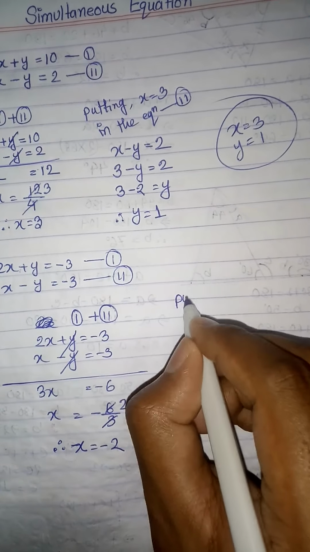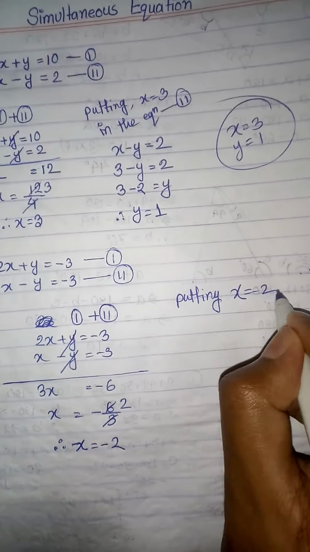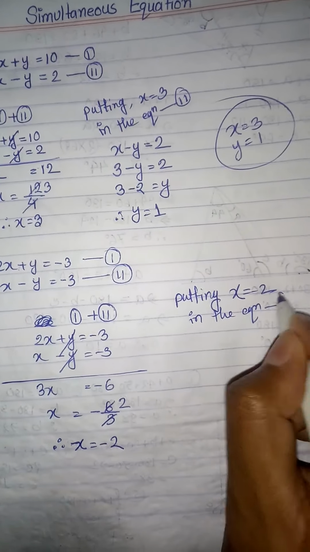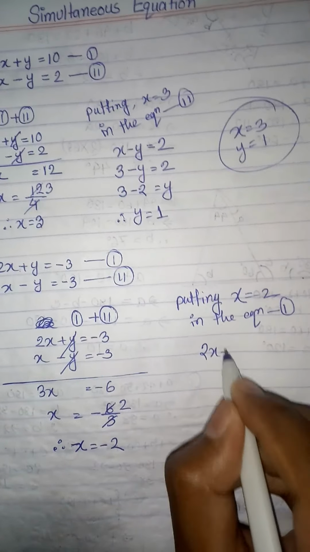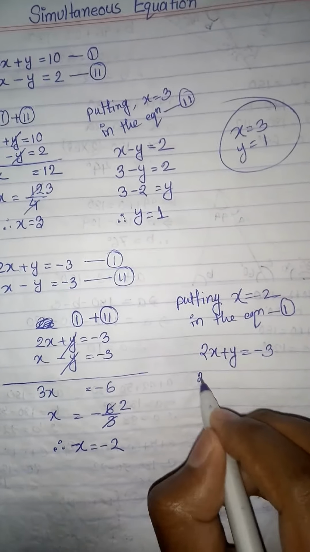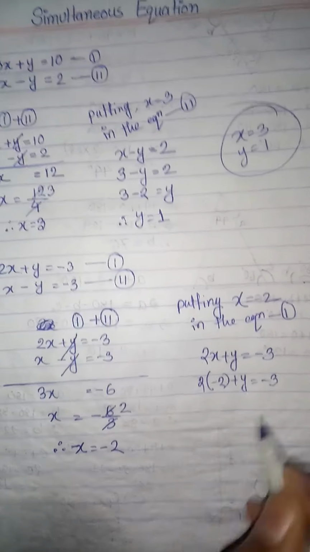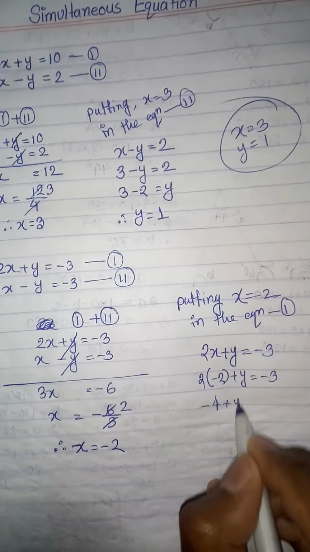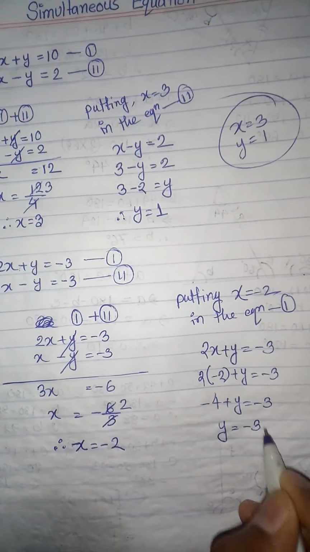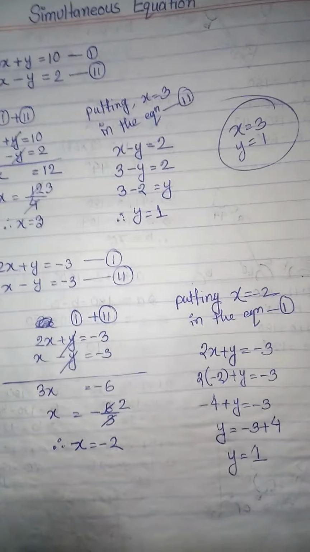So putting x equal to minus 2 in equation 1. Okay, so this is 2x plus y equal to minus 3. So 2 into minus 2, this is minus 4, plus y equal to minus 3. So y equal to minus 3 plus 4, y equal to 1.